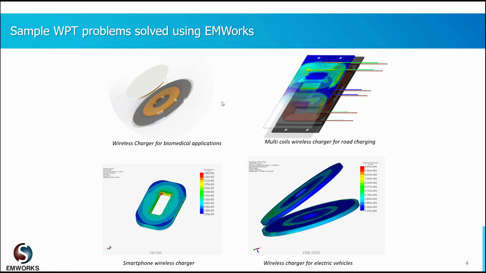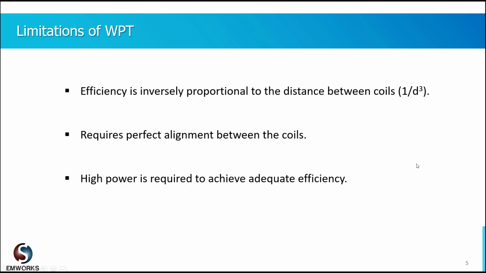EMworks can solve any wireless power transfer system, including smartphones, cars, and electric vehicle chargers. However, wireless power transfer has limitations, including efficiency that is inversely proportional to the distance between coils, 1/distance cubed. It requires perfect alignment between the coils. High power is required to achieve adequate efficiency.